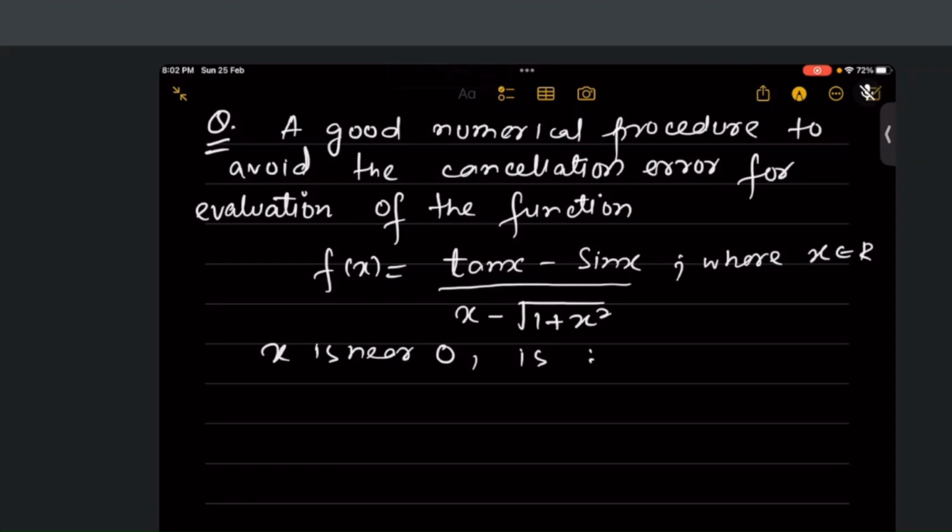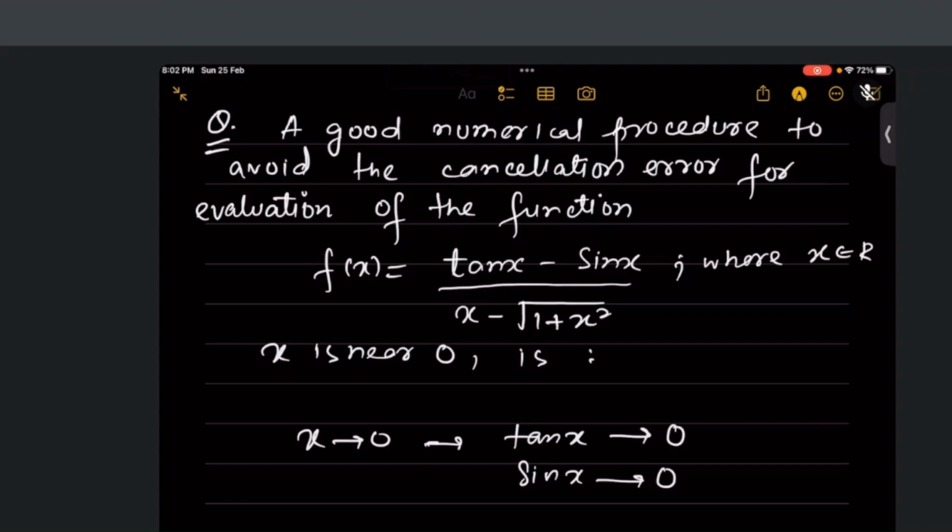So to avoid that problem, we try to eliminate the different signs in the functions. We try to bring it to positive signs. Like there is a minus sign here associated with sine, and you know that when x is near to 0, what is the value of tan x? Tan x tends to 0. And sin x also tends to 0. You will not say that it is equal to 0, it tends to 0. So both these values are becoming close to each other.